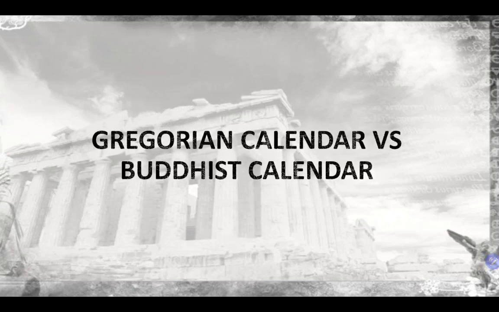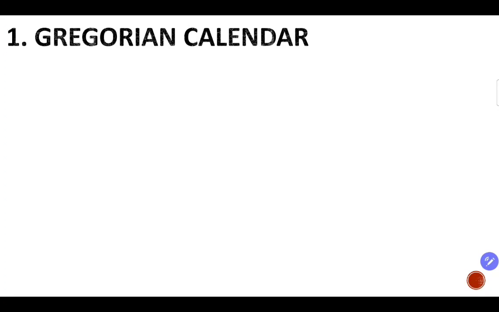Before that, what is a calendar? When we say calendar, this is a series of pages showing the days, weeks, months of a particular year, or giving particular seasonal information. So that is a calendar, a series of pages. It contains days, weeks, and months. Let's talk first about the Gregorian calendar. What is the Gregorian calendar?